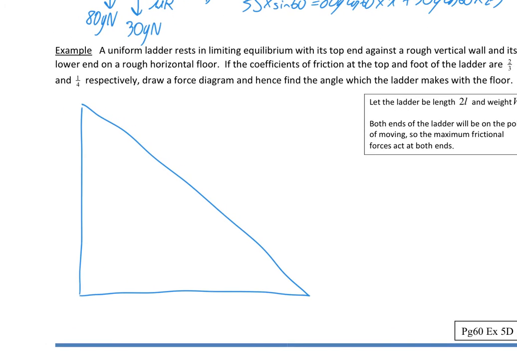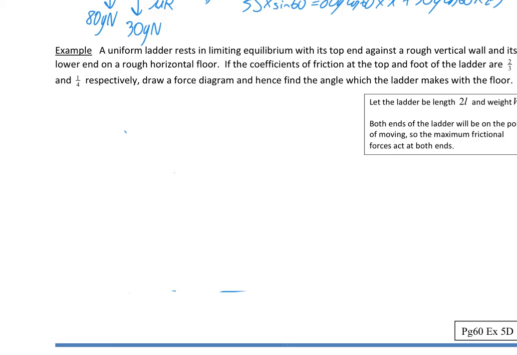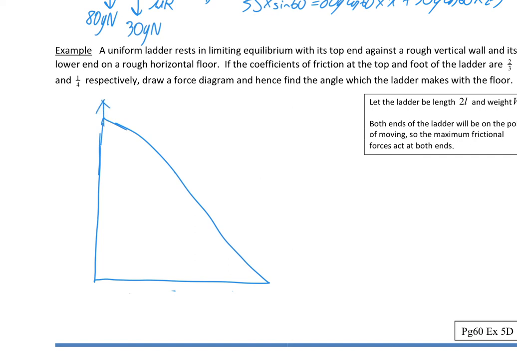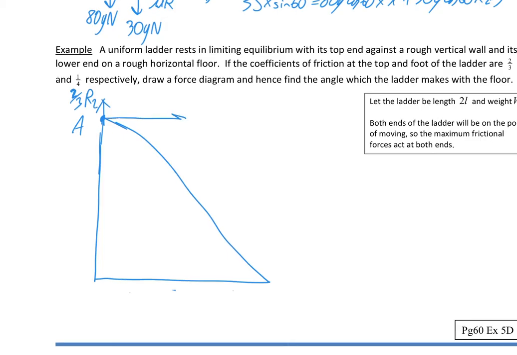Right, what we've got first of all, I'll do a dash line up here. I'll make it a wee bit smaller. I've got my friction up at the top, if that's my end A. I've got 2/3 R2, where this is R2 coming out horizontally. We dash line here. I've also got a very bad ladder there. It's not very straight at all. Wouldn't like to climb it.